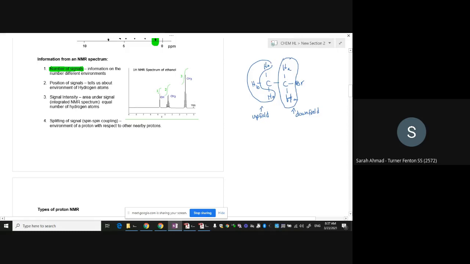So right away, even though you guys don't know what's happening here with the madness, we can say that there's 1, 2, 3 environments in my ethanol. Okay, so let's draw ethanol, right? Ethanol is simple.